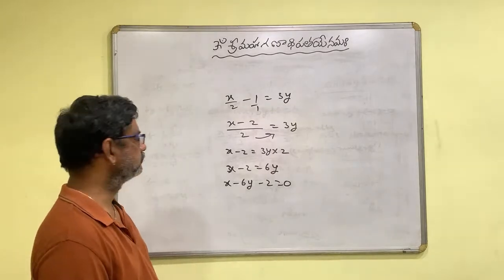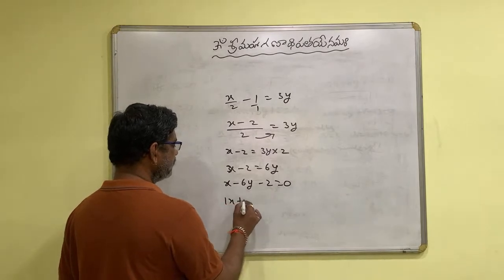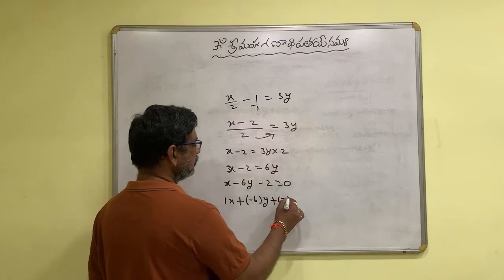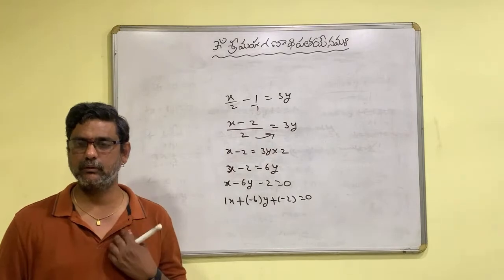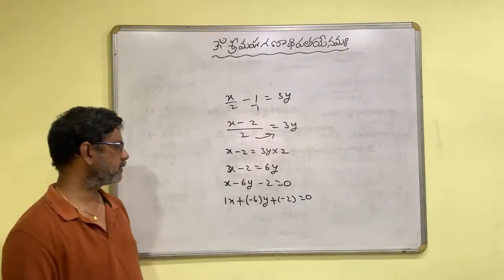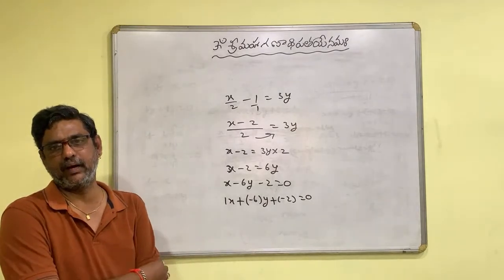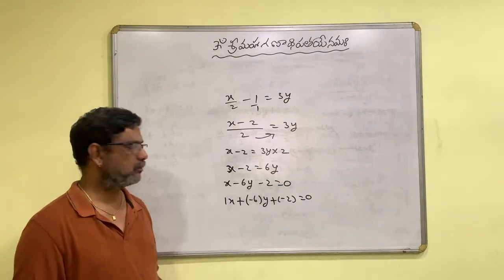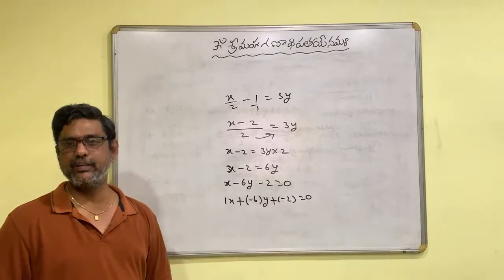Okay. Now write in the general form. 1x plus (minus 6) into y plus (minus 2) is equal to 0. It should be in general form. If nothing is beside x, we need to write 1. 1x plus negative 6y plus negative 2 is equal to 0.